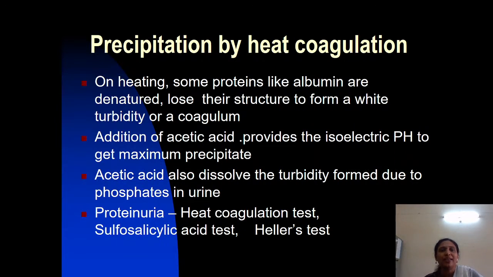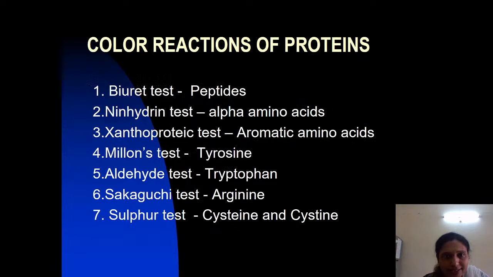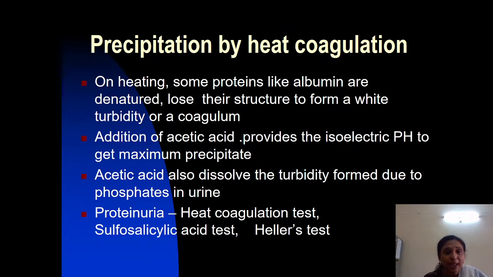Now, based on this principle, proteinuria can be detected by the simple heat coagulation test. Other tests which detect proteins in the urine are the sulfosalicylic acid test and Heller's test. That's it about the precipitation reaction. Precipitation here means any factor that neutralizes the charge, decreases the shell of hydration, brings the protein to its isoelectric pH, or exposes it to heat, causing the formation of precipitation.